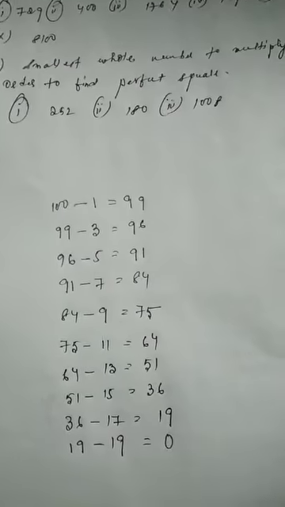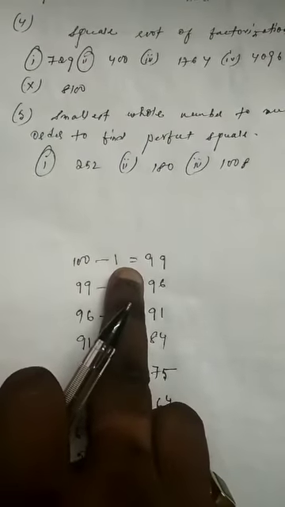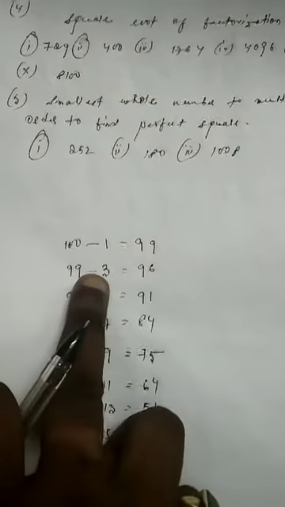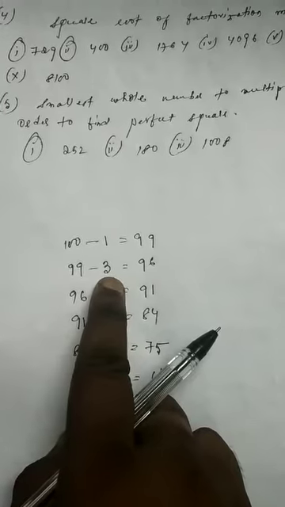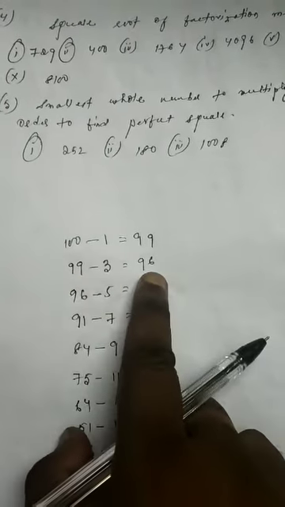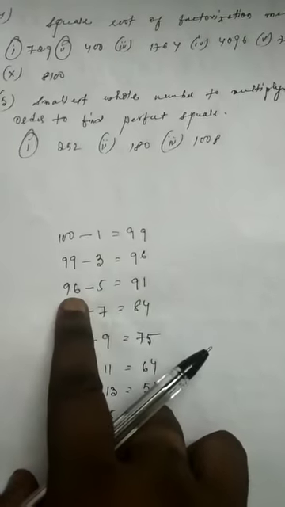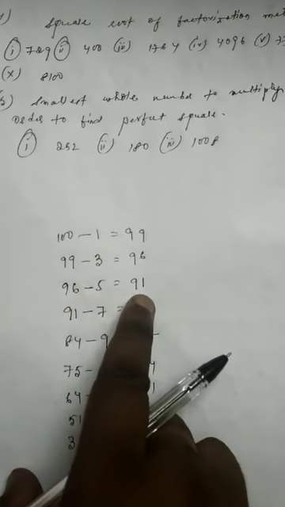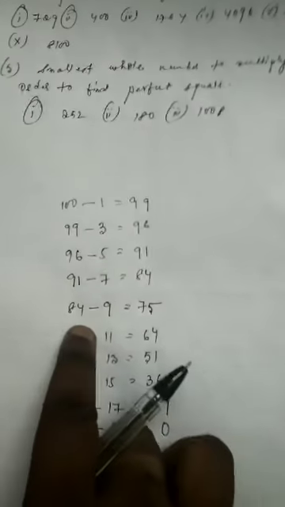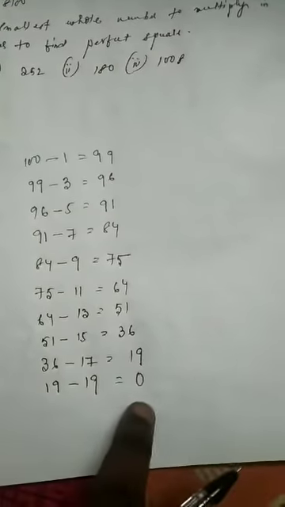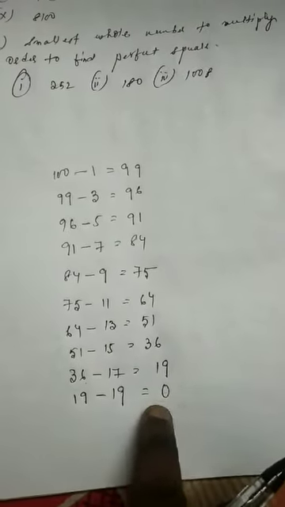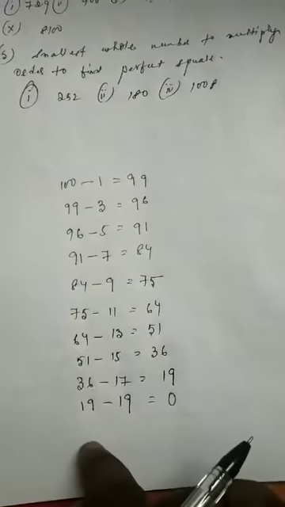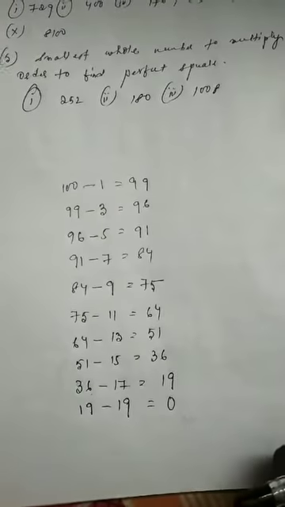Children, we have to keep doing this until we get 0. My number was 100. I took 1: 100 minus 1 is 99. Next, I took 99. After 1, what is the next odd number? That is 3. 99 minus 3 is 96. Next odd number is 5, that is 91. 91 minus 7, 84. 84 minus 9, 75. In this way, we will continue till 0. Until we get 0, we have to keep subtracting consecutive odd numbers.